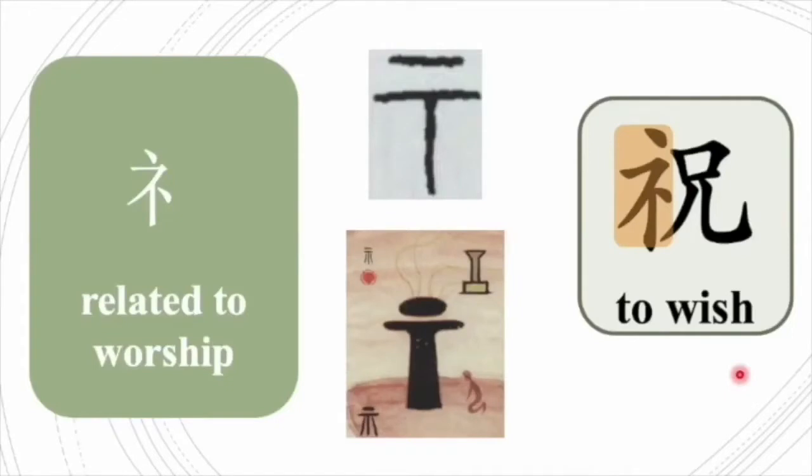Today we are going to learn two twin radicals. I call them twins because they look nearly the same. The first one is related to worship. So the original shape of this radical looks like a table from a religious ritual.